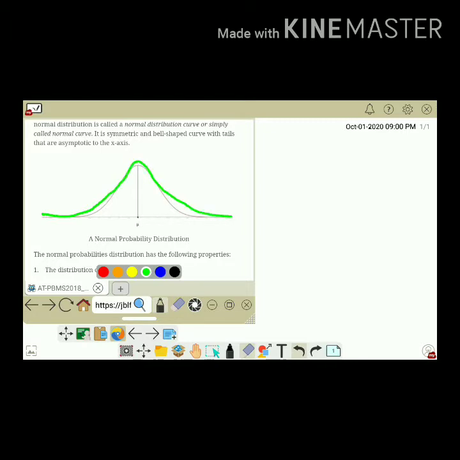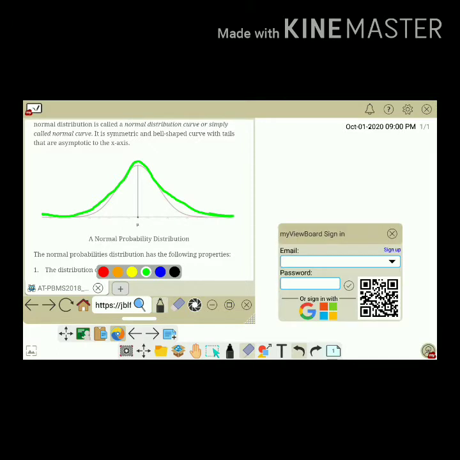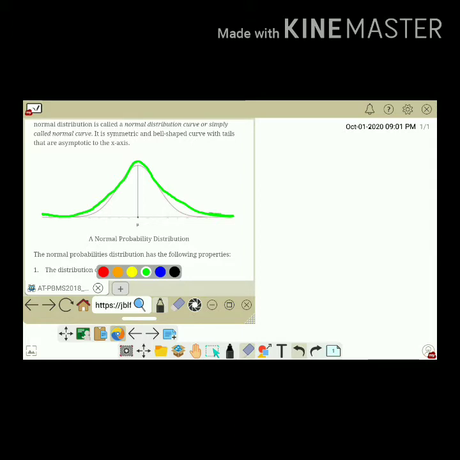These are the tails, that are asymptotic to the x-axis. When we say asymptotic, the curve approaches, meaning it goes near your x-axis. The x-axis is the baseline, the horizontal line below. It will approach your x-axis, but it will not touch your x-axis. We will discuss more about that in the properties.